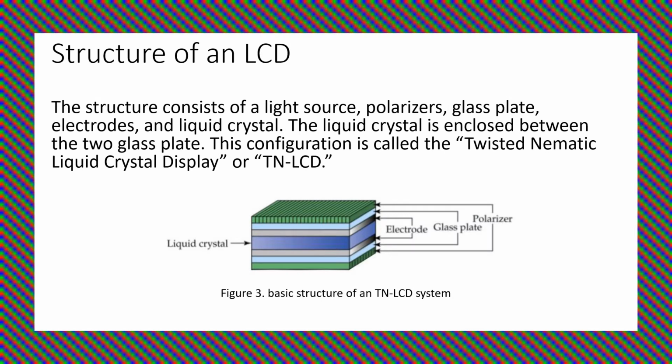The structure of an LCD consists of a light source, polarizer, glass plate, electrode, and liquid crystal. The liquid crystal is enclosed between two glass plates. This configuration is called the twisted nematic liquid crystal display, or TN-LCD. Figure 3 is a diagram of a TN-LCD system.